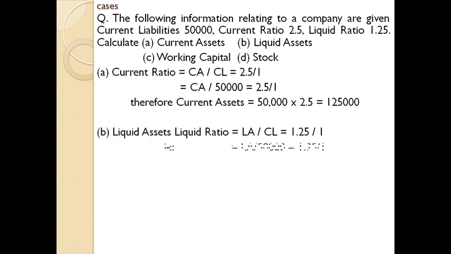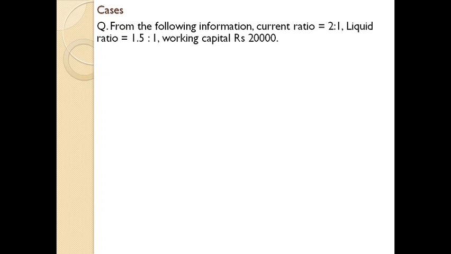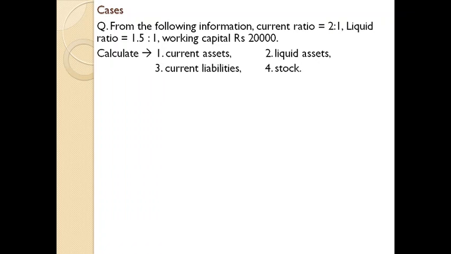Some cases. Let's deal with some of the cases relating to liquidity ratios. Next case. From the following information, current ratio is 2:1, liquid ratio is 1.5:1, and working capital is 20,000. Now, further information regarding the situation: you need to find current assets, liquid assets, current liabilities, and stock.